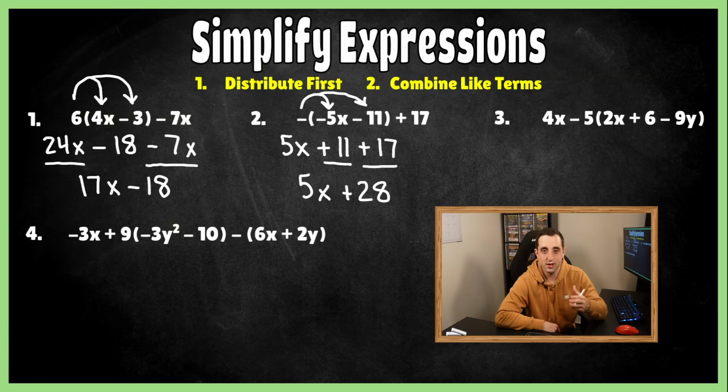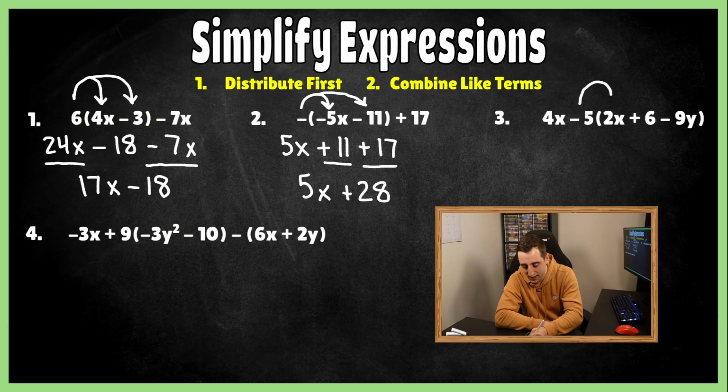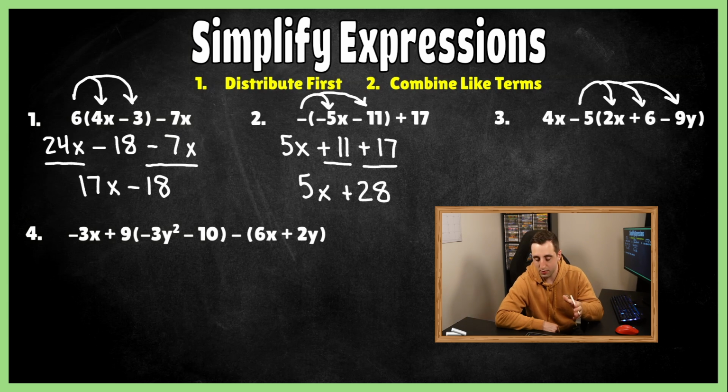So we have no choice but to distribute, and we're distributing the negative 5, not the 4x, because the negative 5 is actually next to the parentheses, and the 4x isn't. So now we can go ahead and distribute. So negative 5 times positive 2x, we have to multiply it by the positive 6, and then we have a third term, which is negative 9y. So now we have to make sure that we draw all 3 arrows to make sure we don't miss one of these. And now we can go ahead and distribute this.